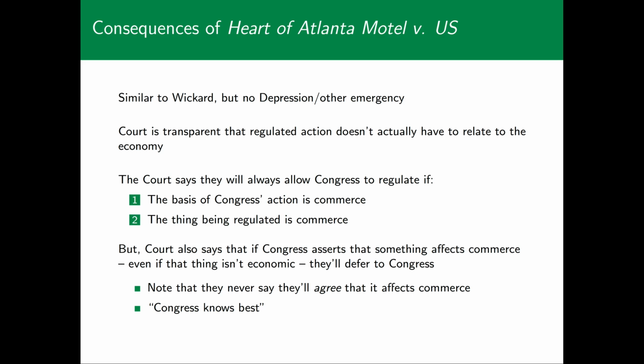Right? So basically what we get here is sort of a two-part thing that adds a little bit to what we know about when Congress can regulate. The court says pretty much, hey Congress, we're always going to let you do your thing if the reason you're engaged in some action is commerce and the thing being regulated is commerce. Right? Even if that's not economic.